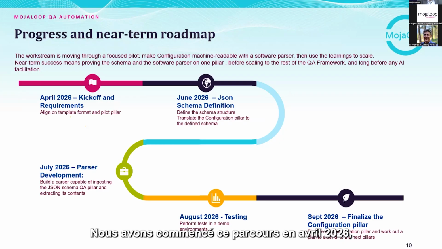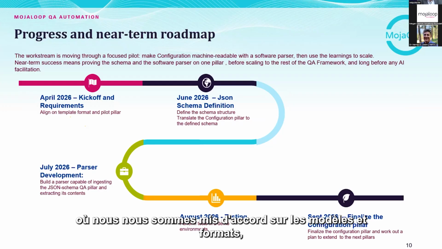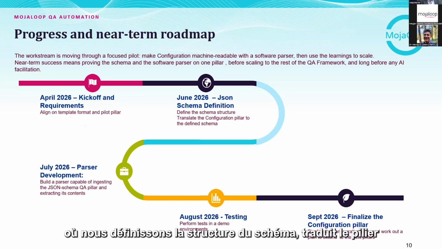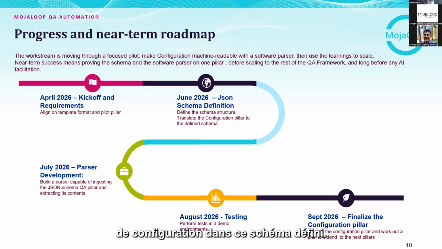We did start this journey in April 2026 with a kickoff where we agreed on templates and formats, and we also agreed on the pillar that we are starting with. In June, we did JSON schema definitions, where we define the schema structure and translate the configuration pillar into that defined schema. Currently, we are building a parser which is capable of ingesting those JSON schemas, the QA pillar, and extracting some of its content. In August, we'll be doing testing, and this is where we will have the opportunity to confirm that we can really do automated QA and see some of the outputs from the solution that we will have built.